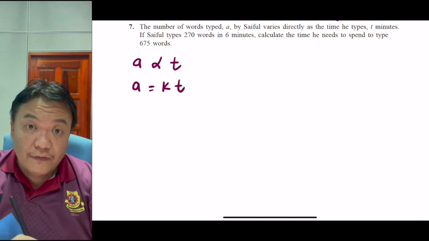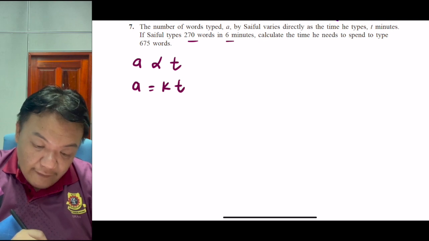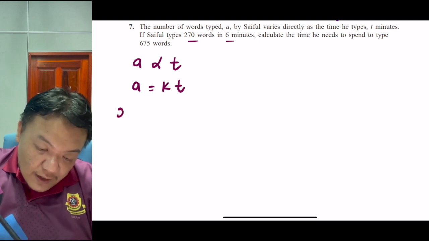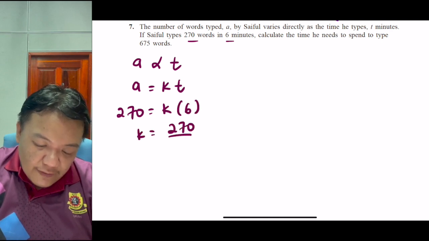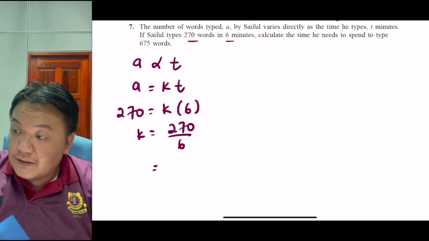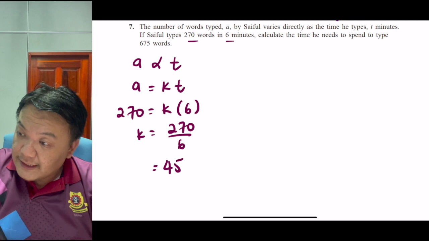Then find the value of K by using these two pieces of information. So we have words is A, right? So 270 is equals to K times 6. So K is equals to 270 divided by 6. So press your calculator, you will get 45.